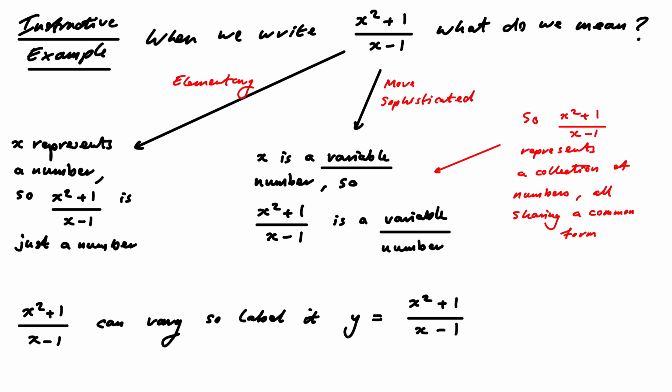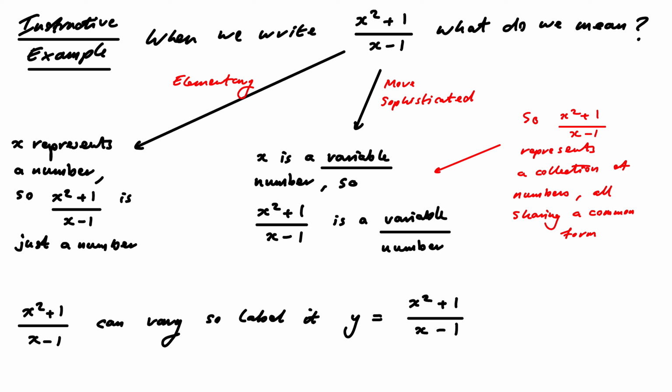Now, for this y, I could have chosen any letter at all. There's nothing special about x or y. I could have chosen a and b. We often use a and b as constants, but there's no real reason to choose x and y other than the fact it's a convention that we stick to most of the time.